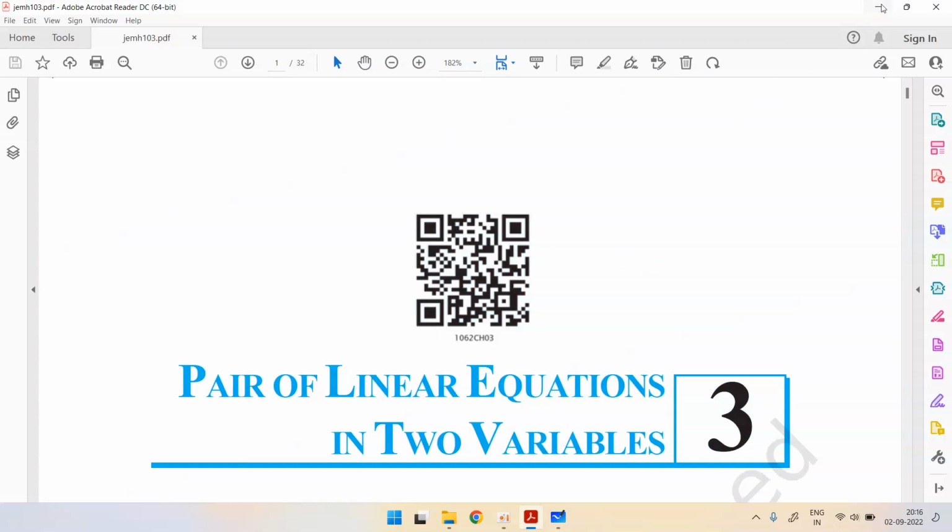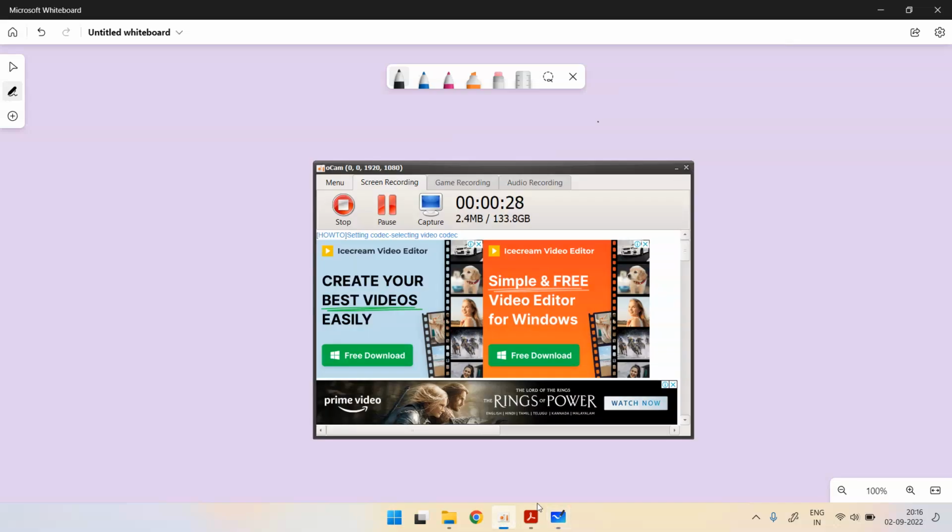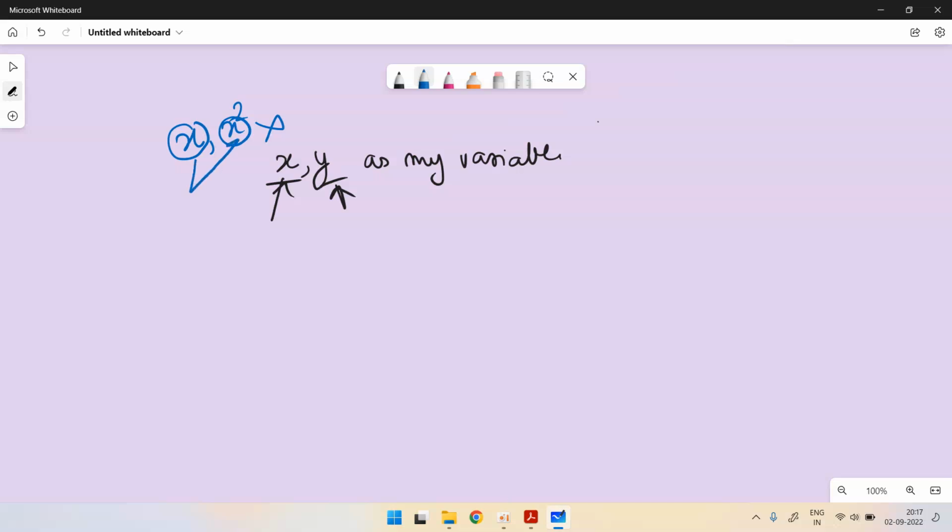So, why first two variables? What do you mean by two variables? Suppose I choose x and y as my variables. These are two variables. One is x and another is y. If you take x and x square, this is not two variables. This is only x and this is x square. Both of them are x. Different variables are known as two variables.